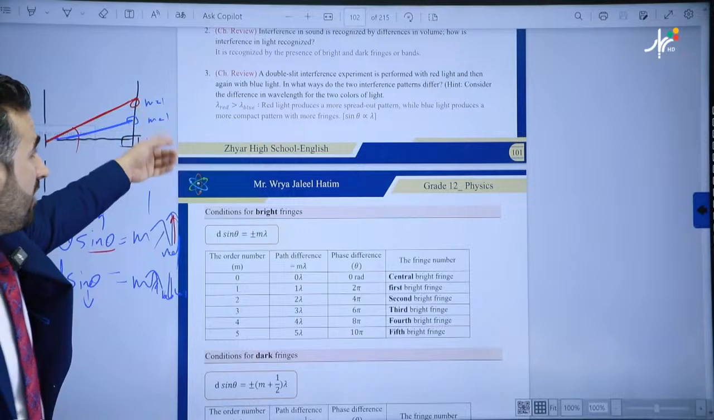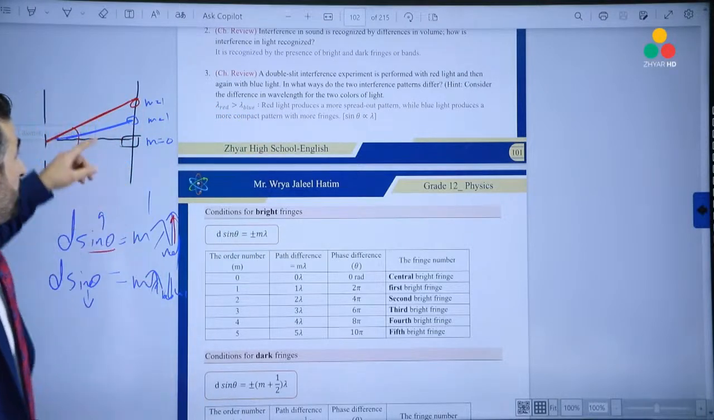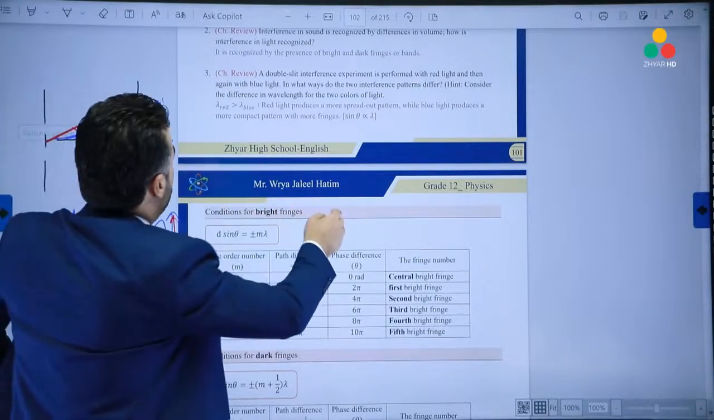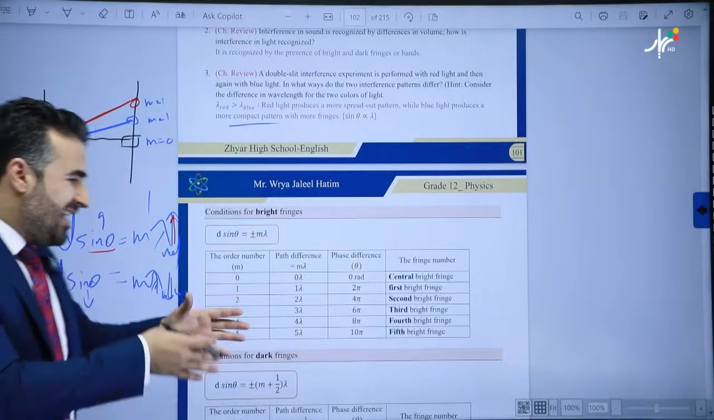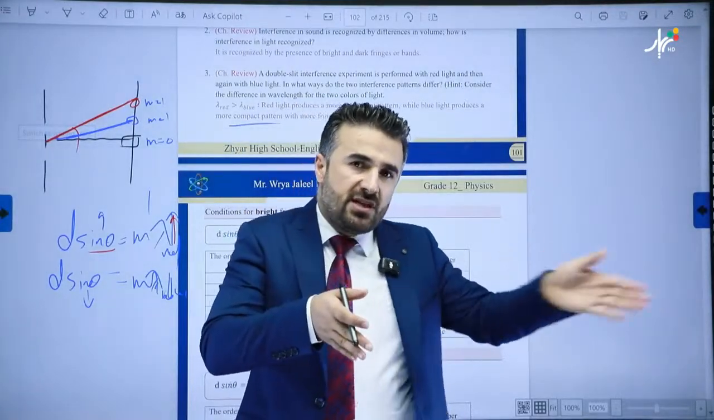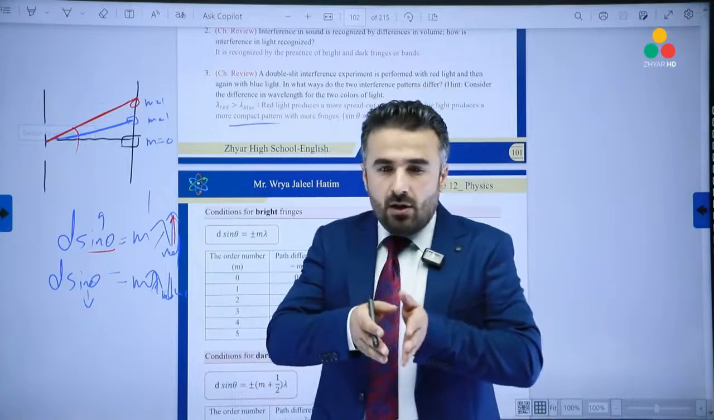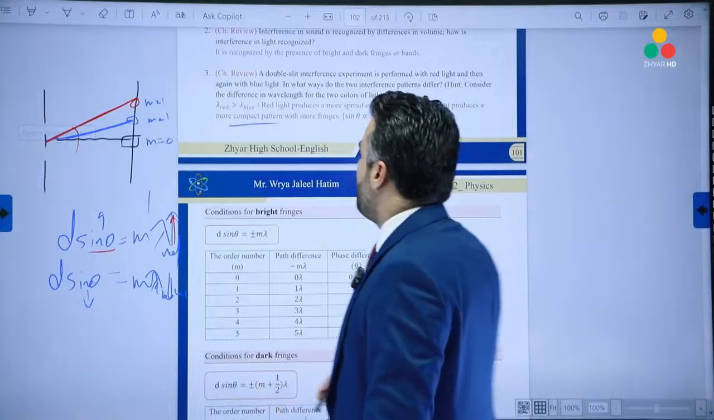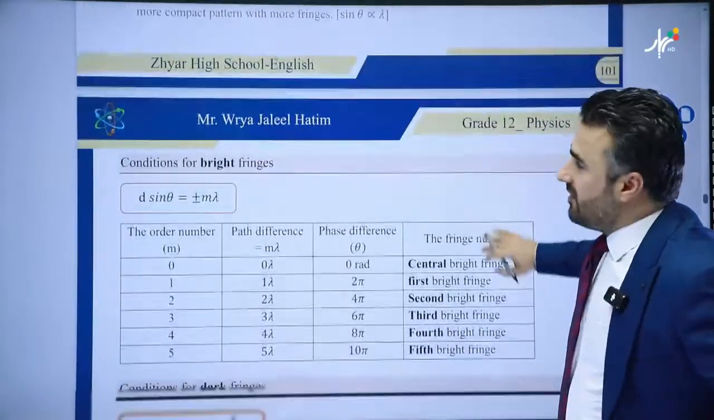Because the wavelength of red is bigger than blue, red light will produce a more spread out pattern, while blue light clearly produces a more compact pattern with more fringes as well. Why? Because if the angles are closer together, you have more space for more bright spots on the screen. But if the spots are very far from one another, you don't have enough space for all these bright spots on the screen. That is just for the sake of an example.